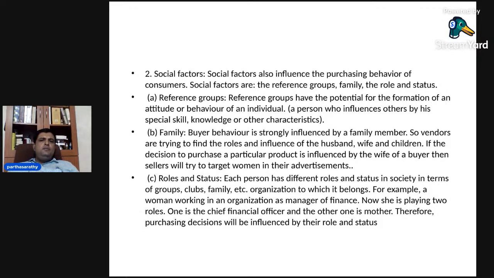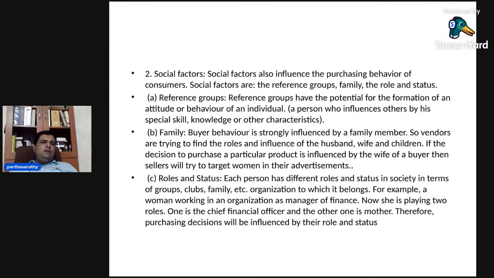So, reference groups have a potential for the formation of attitude and behavior. A person who influences others by his skills, knowledge, and other characteristics. See, reference groups are basically some sort of opinion leaders.